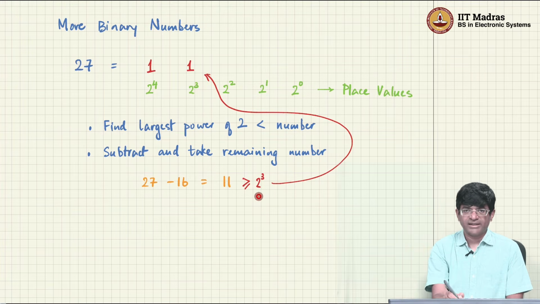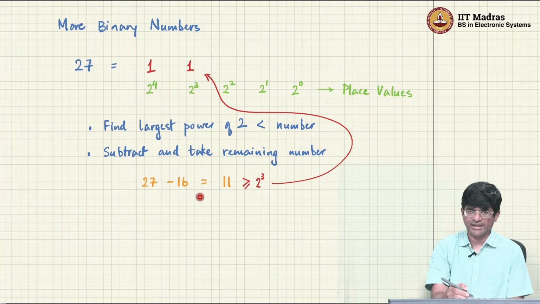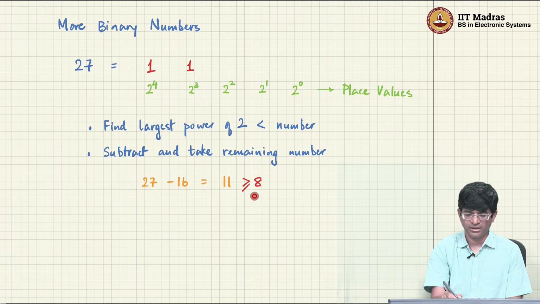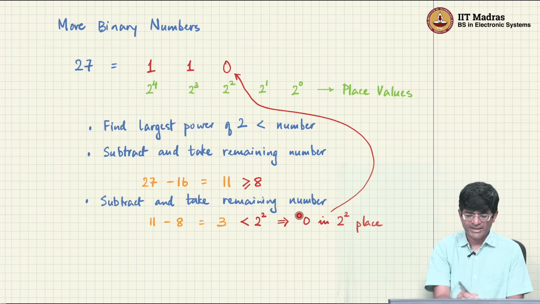11 happens to be greater than 2 to the power of 3 and less than 2 to the power of 4, so it lies between those two. So I know that this bit over here must be 1. Good, let's do that. I subtract it out and I take the remaining number, which is 11 minus 8, equal to 3.